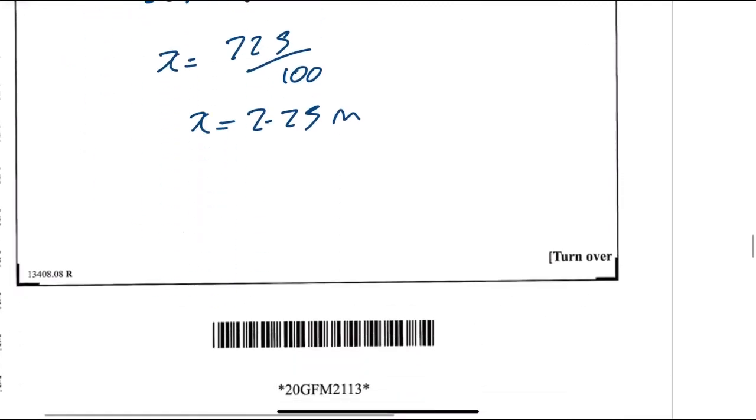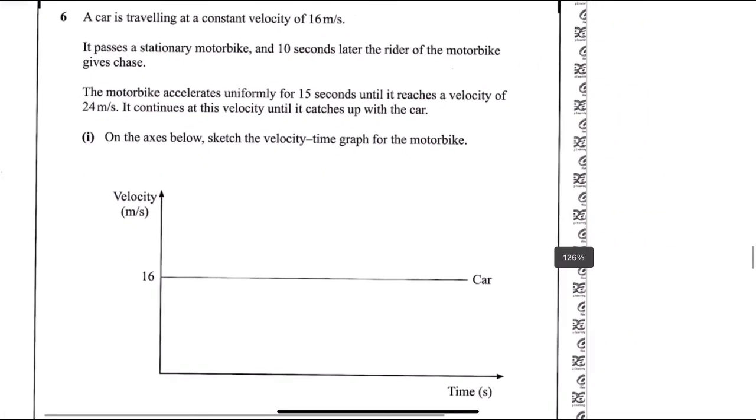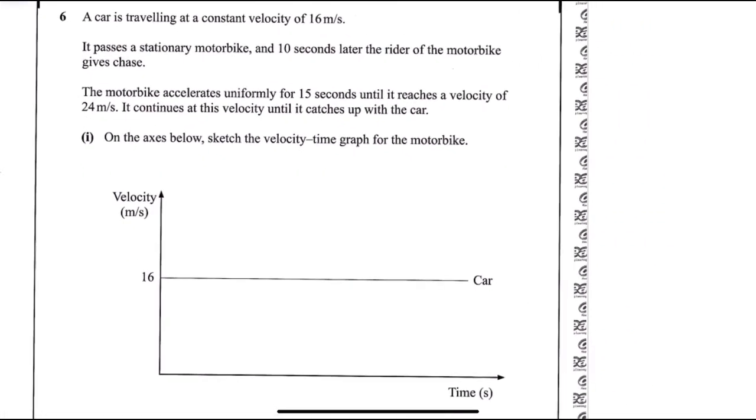Okay, last question, which not too many people were happy about. It says, a car is travelling at a constant velocity of 60 meters per second. It passes a stationary motorbike, and 10 seconds later, the rider of the motorbike gives chase. The motorbike accelerates uniformly for 15 seconds until it reaches a velocity of 24. It continues at this velocity until it catches up with the car.